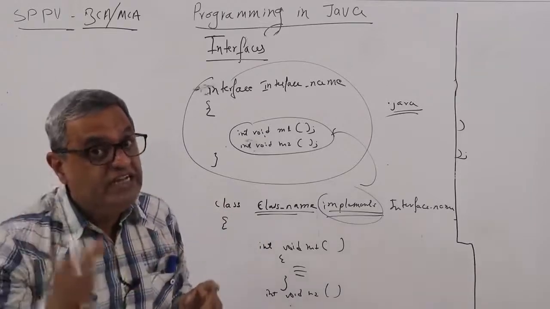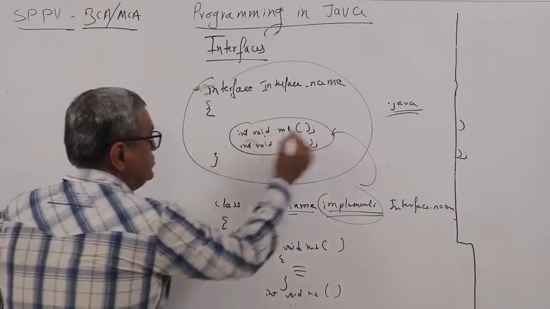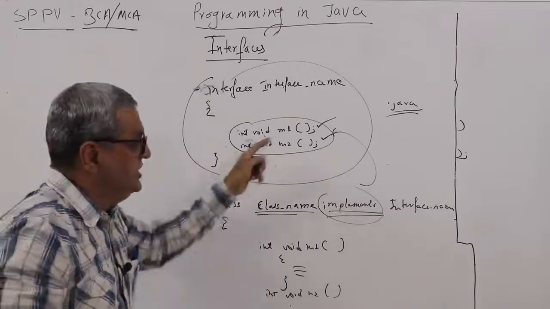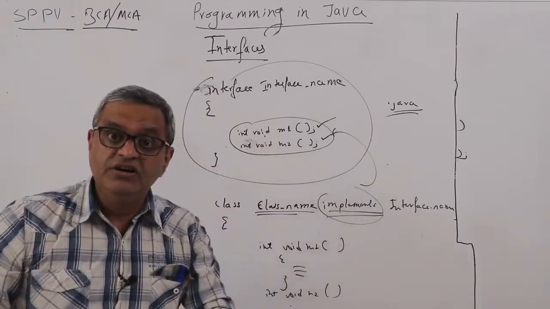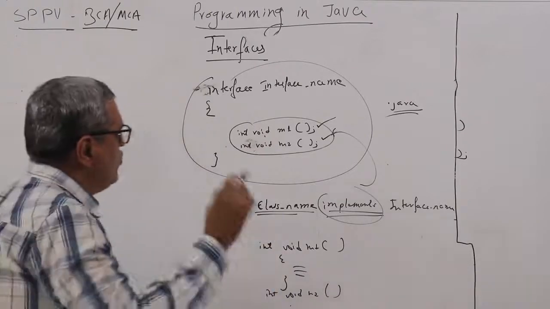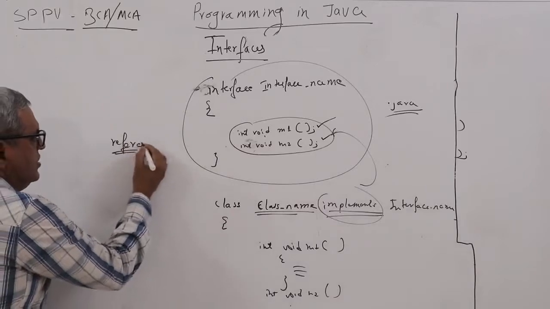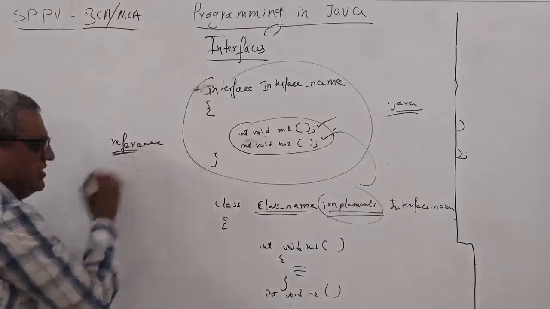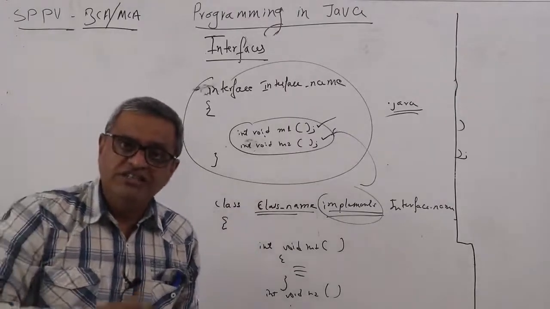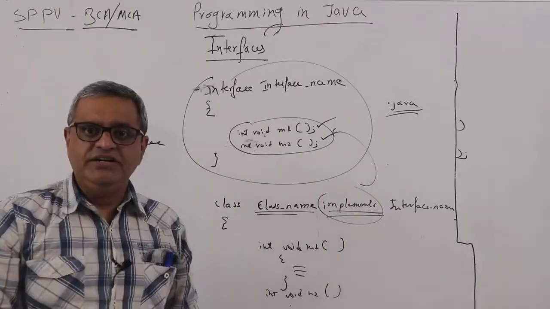So instance variables and instance methods are not there in an interface. Interfaces will declare the signature of instance methods, but not the details. Details are in the class which implements that interface. So basically then what is an interface? If you see, an interface is a reference only. All those classes which implement that interface actually refer to that interface.